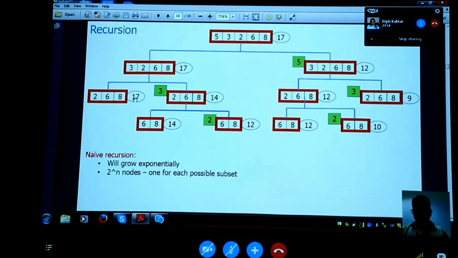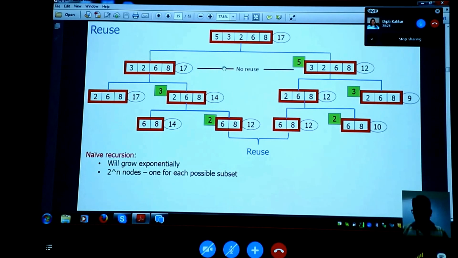The answer will depend on how much reuse you got. In other words, how many distinct instances really exist in this tree, once we identify reuses. For example, here is a reuse. This says 6, 8. This is also 6, 8. It's using the same target also. That's the same sub-problem, 6, 8 with the same target, 12. That is a reuse. Whereas this one is not a reuse, because both of them have the same subset, 3, 2, 6, 8, but they have different targets. They are different problems then.